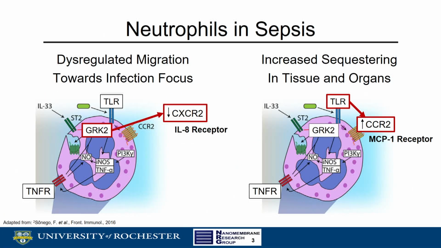We're primarily interested in understanding neutrophil transmigration in response to disease endothelium and sepsis. Neutrophils are the most abundant leukocyte in the body, and they're implicated in septic-mediated tissue damage due to impaired migration. When systemically stimulated by these circulating inflammatory factors and bacterial products, septic neutrophils exhibit dysregulated transmigration towards an infection focus via decreased IL-8 sensitivity, while simultaneously sequestering inside tissues and organs via increased MCP1 sensitivity.